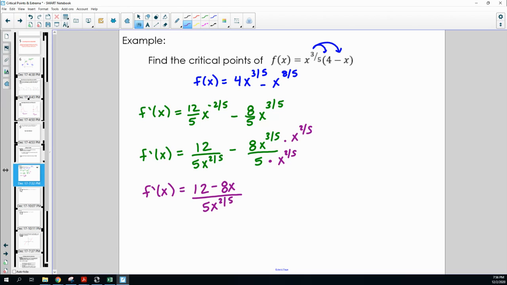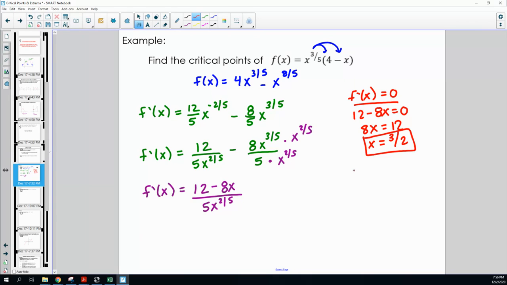So here's my derivative. So now what I'm going to do is to find the critical points, that's going to be where the derivative is equal to 0 and where it does not exist. So I'll put this over here. So f prime of x is equal to 0 when the numerator is going to equal 0. So this happens when 12 minus 8x equals 0. So now if I just solve for this, 8x is equal to 12, so x is equal to 3 halves. And that's one critical point.